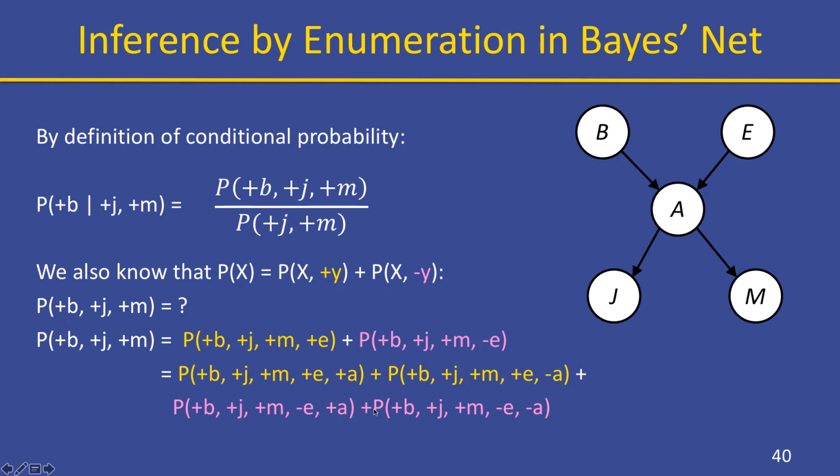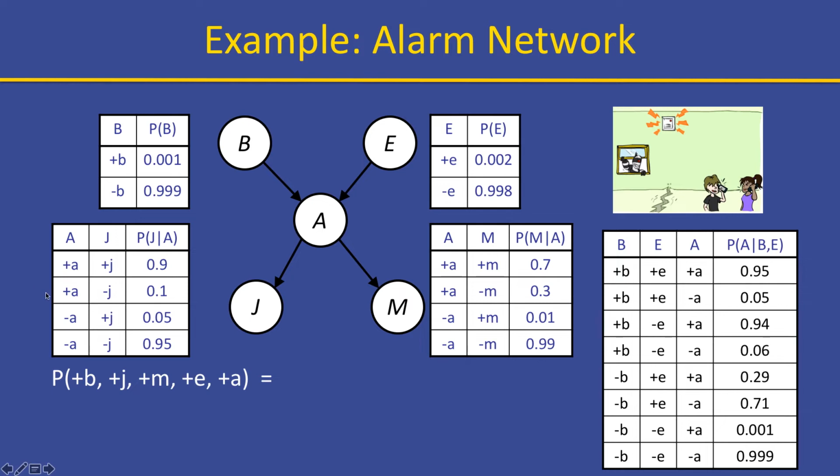Where can we go from here? So let's compute the first term. This is a joint probability. We have a Bayes net here, and we know that Bayes nets allow us to write a joint probability as a product of the local probabilities. So here, this joint probability can be written as P of +b, B has no parent, times P of +e, E has no parent, times P of +a, conditioned on the parents, +b and +e, times P of +j, conditioned on the parent, times P of +m, conditioned on the parent.